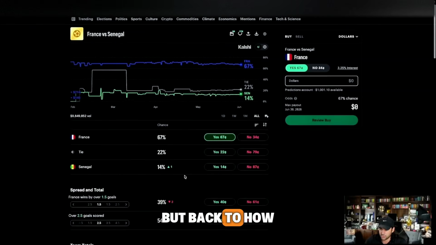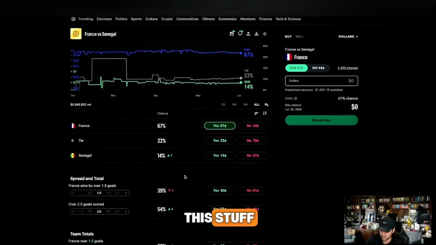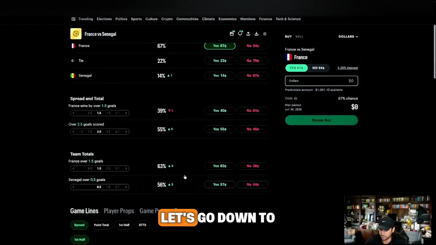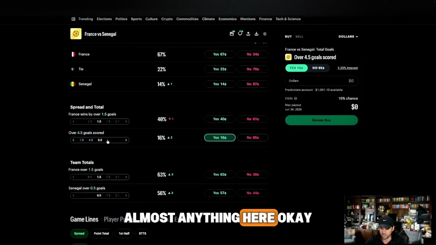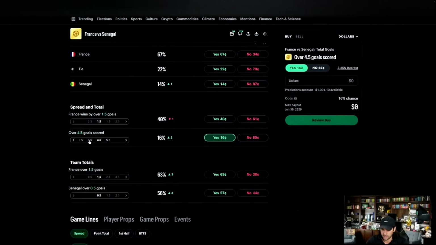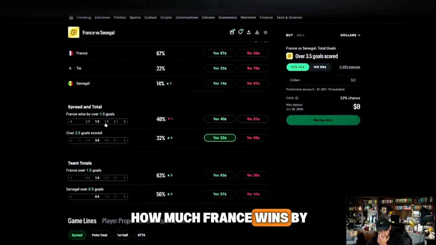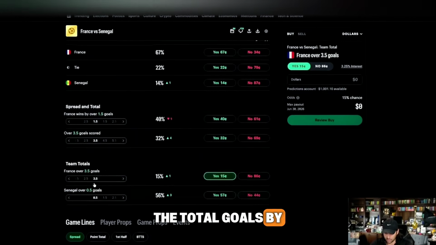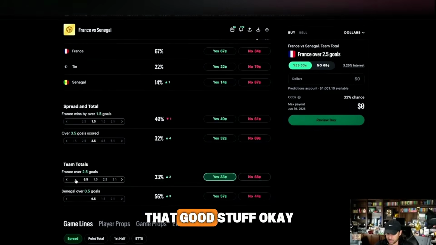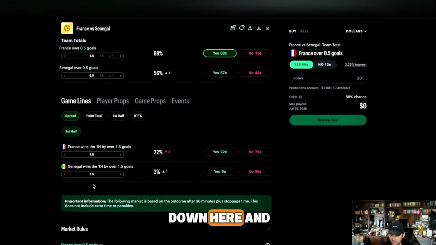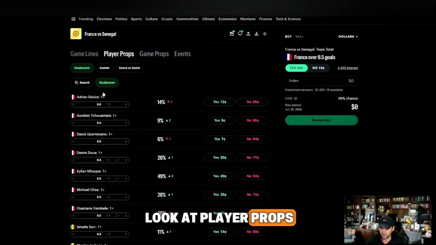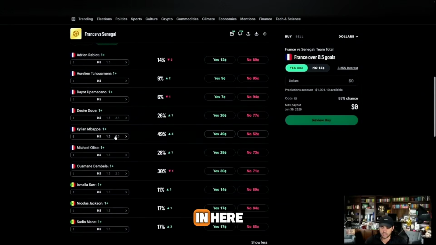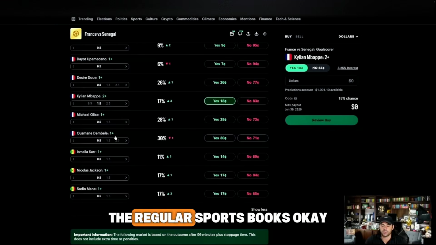But back to how to exploit some of this stuff. Okay. So for example, let's go down to total goals here. Now, another big thing with Kalshi is you can alternate line almost anything here. Okay, you can alternate line the total, you can alternate line how much France wins by, the total goals by the team. You could do all that good stuff. Okay, you could even come down here and let's say player props, for example. You can go and look at player props for goal scorer. All that stuff is in here, similar to the regular sports books.